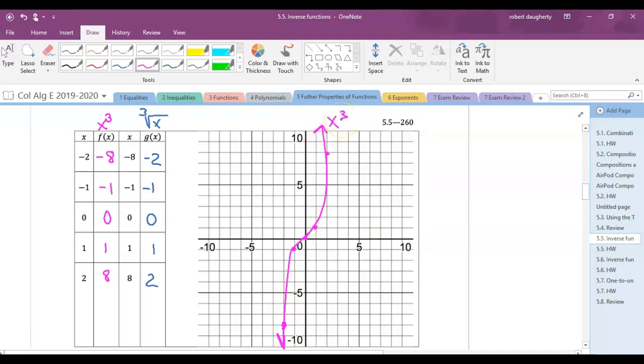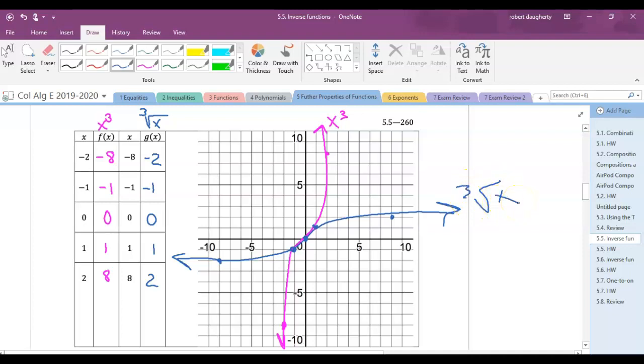Now, what was the cube root of x? It's going to go through negative 8, negative 2, negative 1, 1, 0, 0, 1, 1, and 8, 2, which is right here. We knew that that one did something like this. So this is the cube root of x.